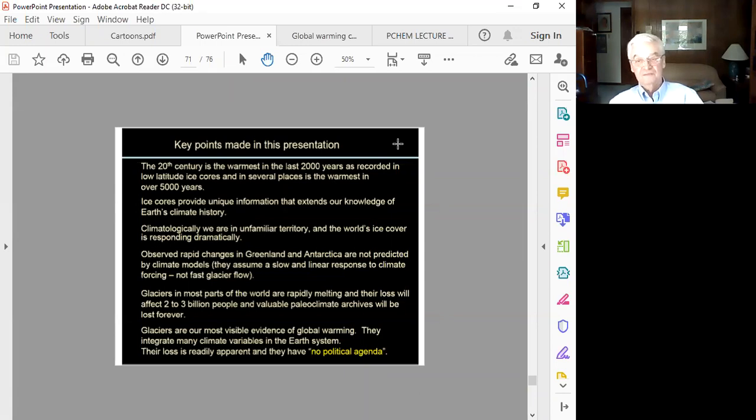So people can get off on tangents. They can talk about cows producing methane in the air, and maybe we should get rid of the cattle industry. But that's even human to some extent. But the biggest thing is simply the consumption of fossil fuels.